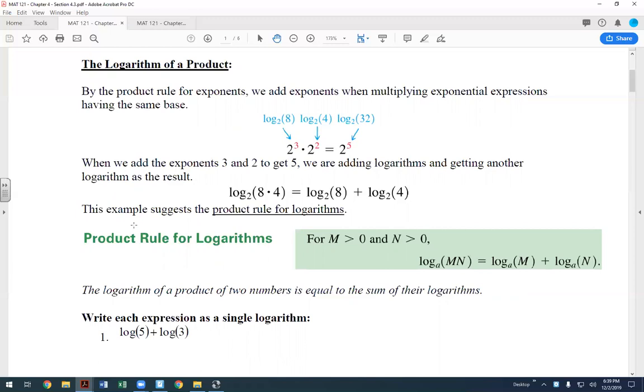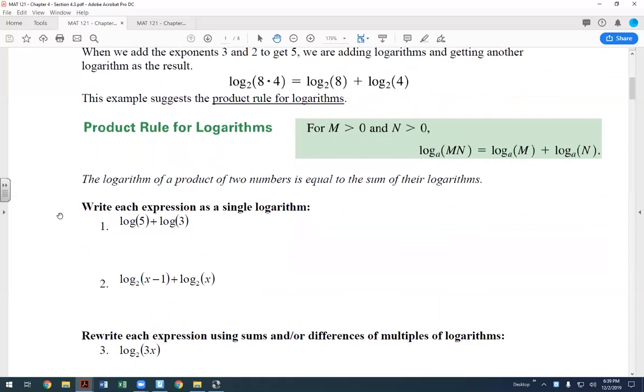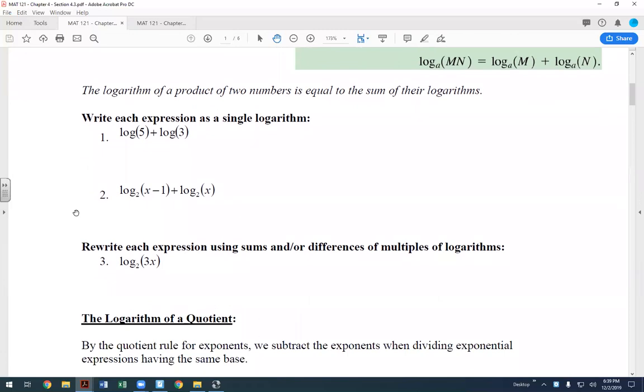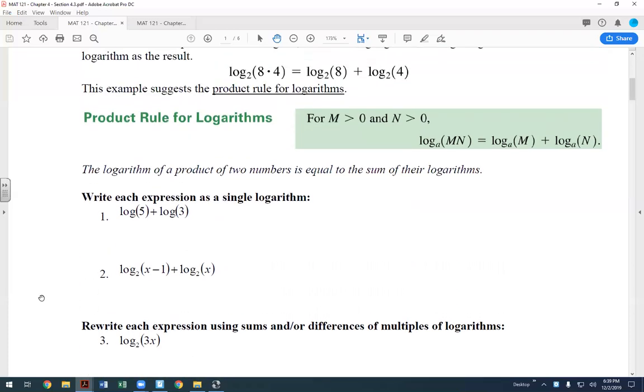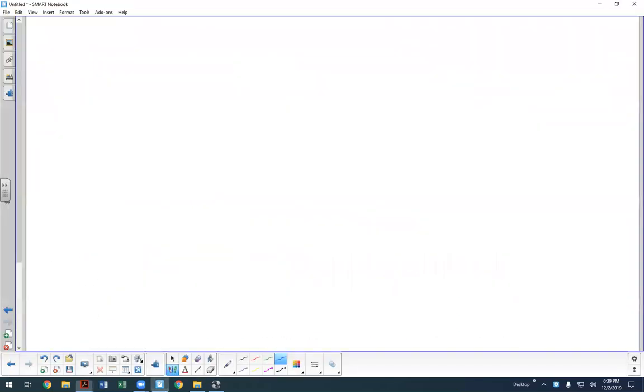So just to see how this rule comes into play, we'll look at 2 different types of examples here. They're giving us 2 separate logarithms, and they're asking us to combine them into a single log. This one here is giving us a single log, and they're saying to use addition or subtraction to write it as multiple different logarithms. So let's take a look at this product rule for logarithms.